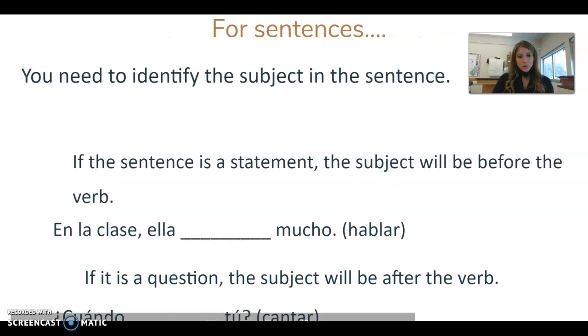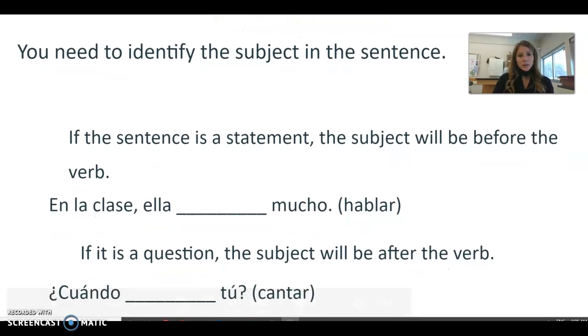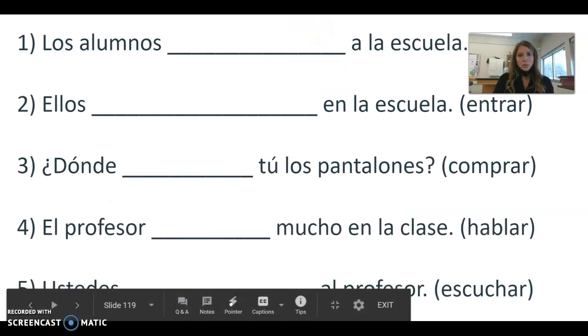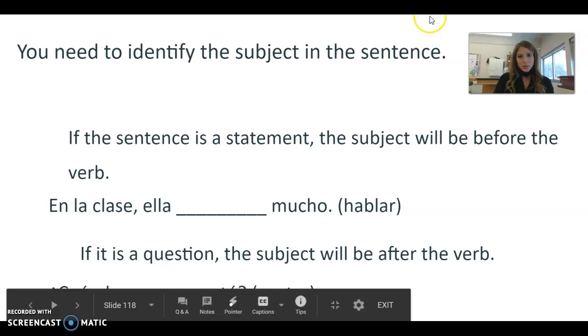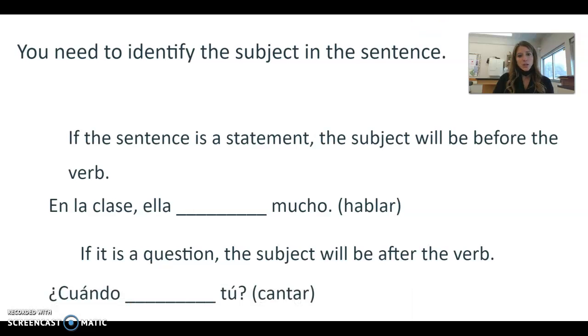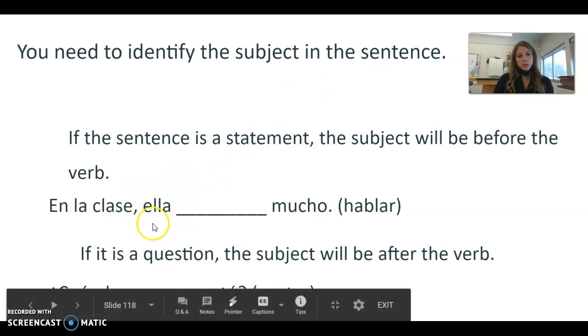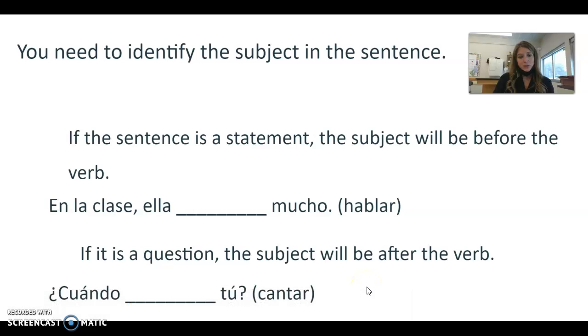We then talked about using a verb in the context of a sentence and being able to figure out your subject. So in the case of a statement, you're going to find your subject before the verb right here, ella, whereas in the case of a question, you're going to see it after.